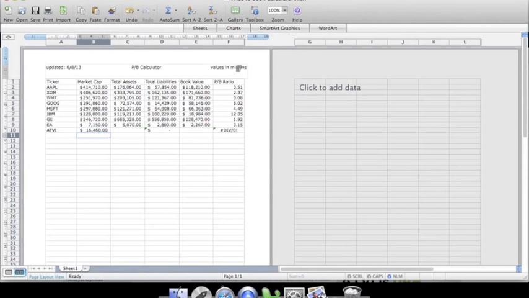I got these numbers here in millions, so that's why you see the numbers like this. And let's get our assets and book value numbers.